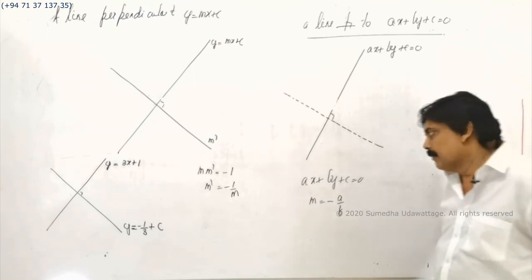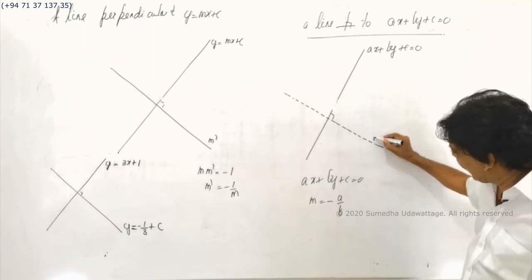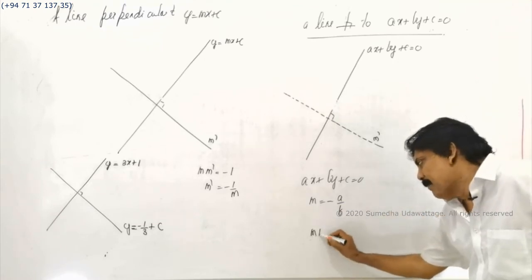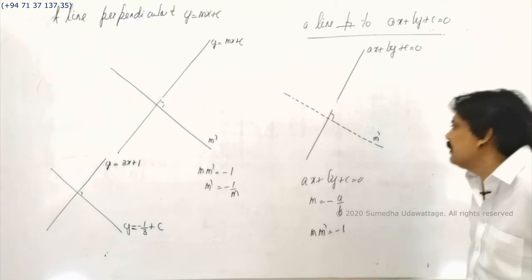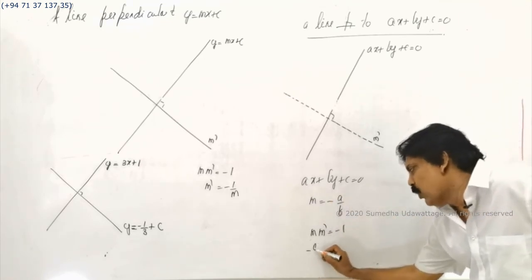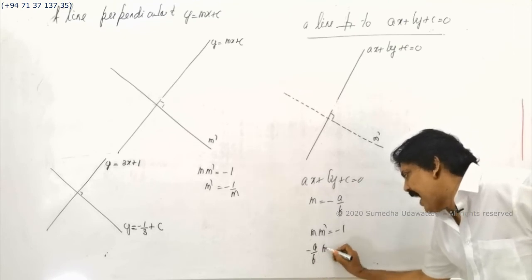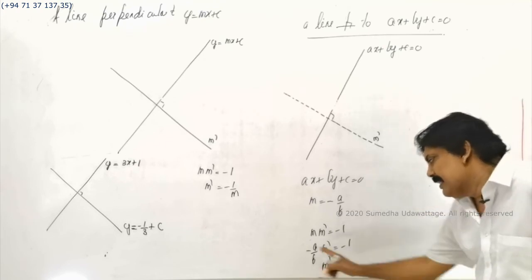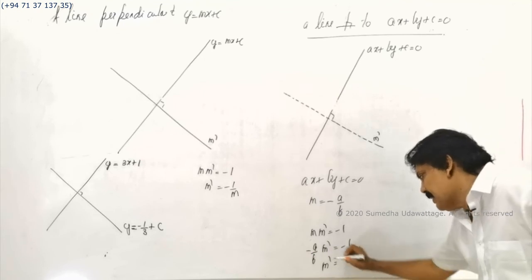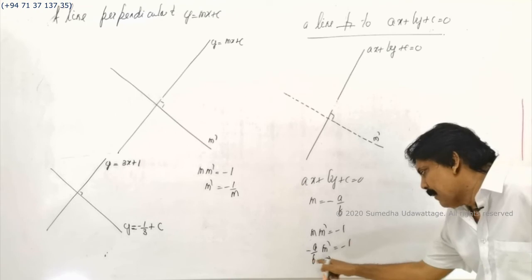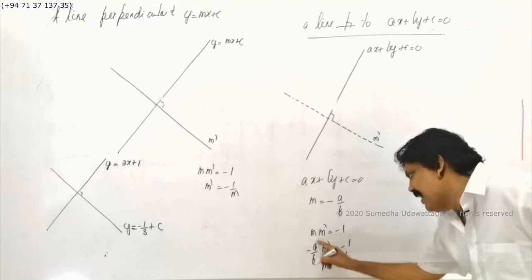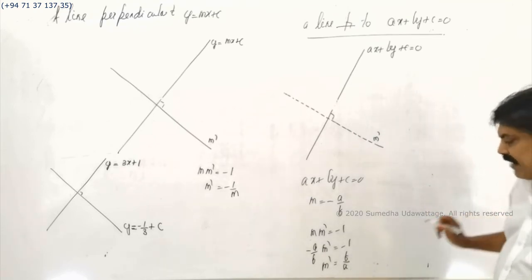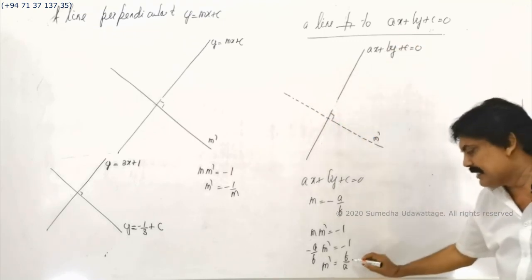Then, let the gradient of the line perpendicular be m'. Then m times m' is equal to -1. m is -a/b. So m' is equal to -1 divided by -a/b. The minus minus gets cut. When b comes here, it goes to the numerator, and when a comes here, it goes to the denominator. Then the gradient of a line perpendicular to this is b/a.